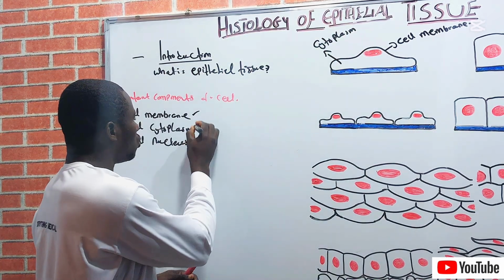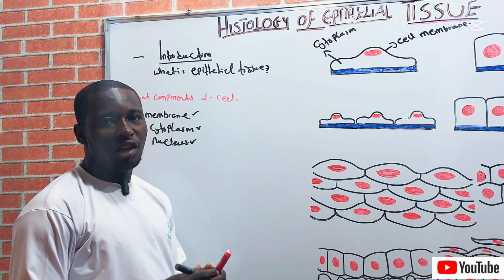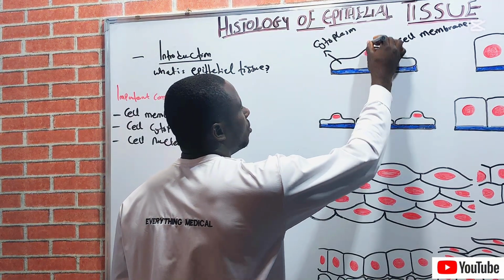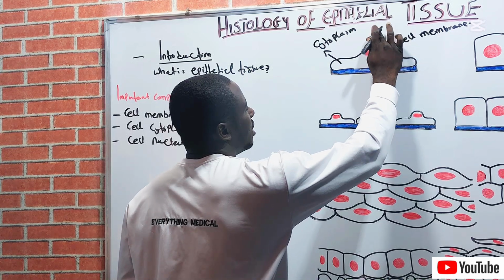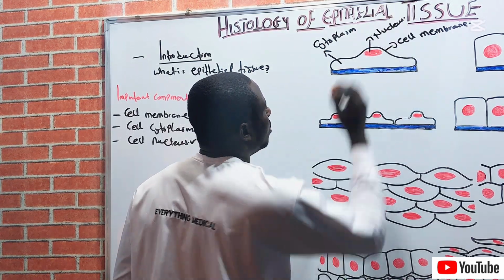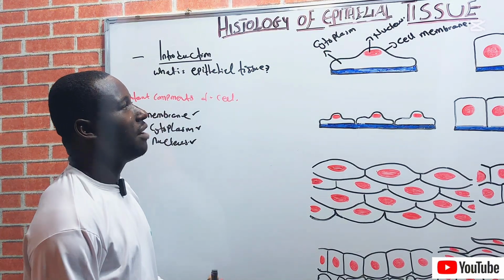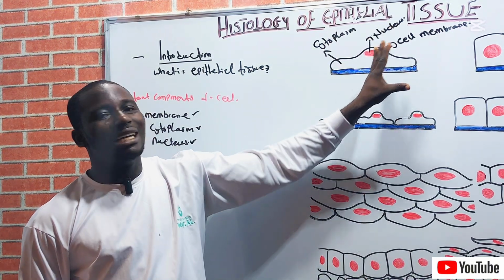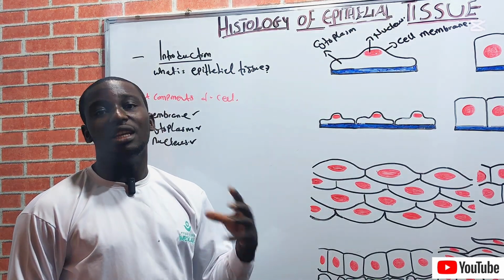Now, the cell nucleus is where the genetic information is located, the DNA. You get. So this is the cell nucleus, the nucleus of the cell. So you have seen that the epithelial cell has these three important constituents, and that is what makes it a living cell.